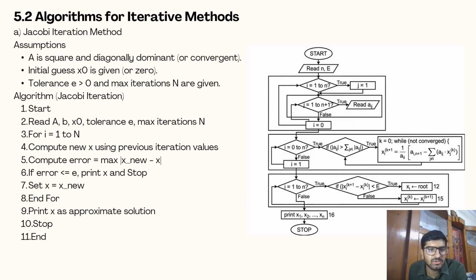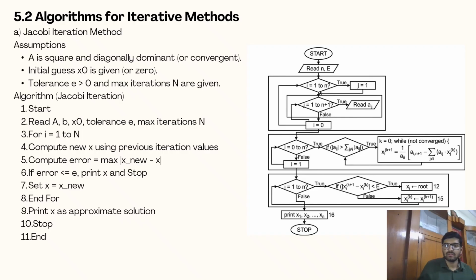The algorithm for Jacobi iteration starts with reading A, B, x0, tolerance epsilon, and maximum iterations n. For i equals 1 to n, compute the new value x using the previous iteration value. Compute the error as the maximum of the modulus of x new minus x. If the error is less than epsilon, then print x and stop, or else set x equal to x new and end for. Print x as an approximate solution and stop.